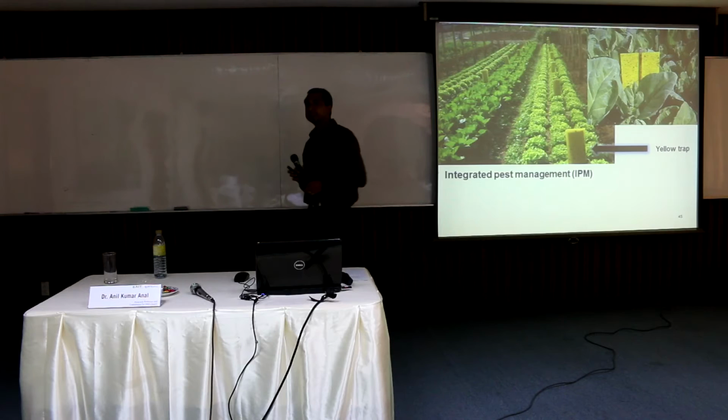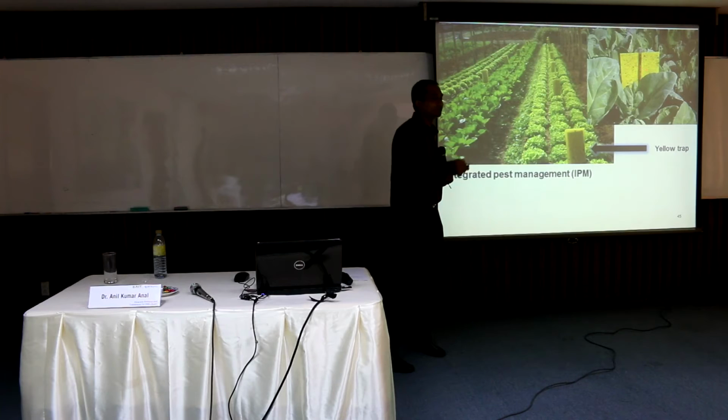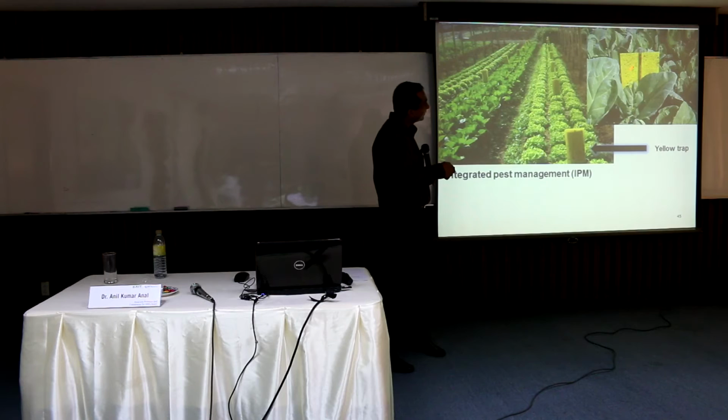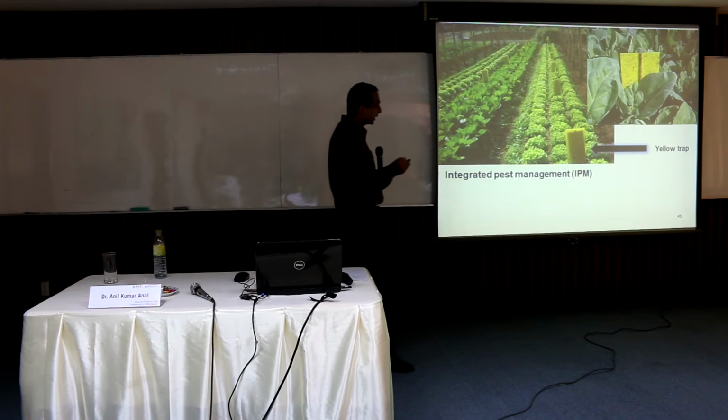This is a yellow trap. The idea is simple: you have a yellow paper with glue on it, so when the insects try to pass, they stick there and then die. You cannot control 100%, but the idea is to minimize the population. And this is a picture from Chiang Mai, Thailand. So we are talking about integrated pest management.